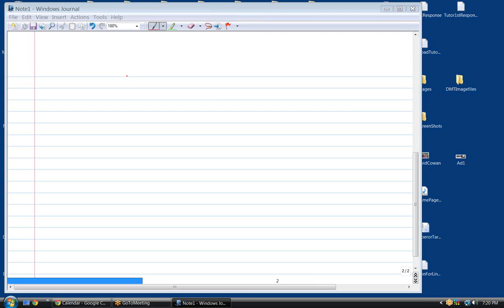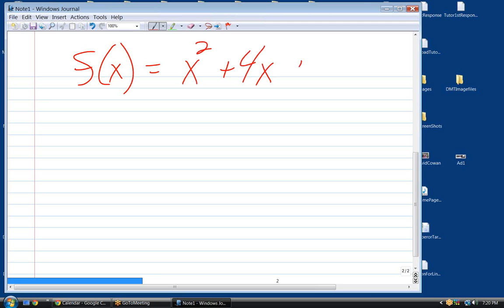This is a no-calculator function problem. Okay. Given the function f of x equals x squared plus 4x plus 6, rewrite it into standard form, or standard in parentheses vertex form, and find the vertex and axis of symmetry, and graph.